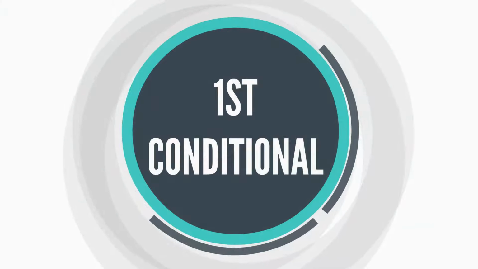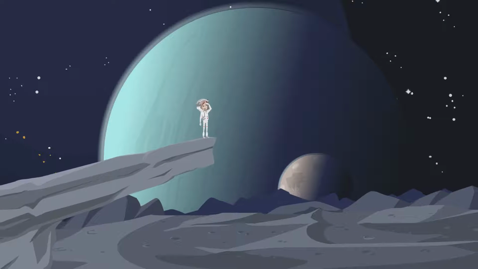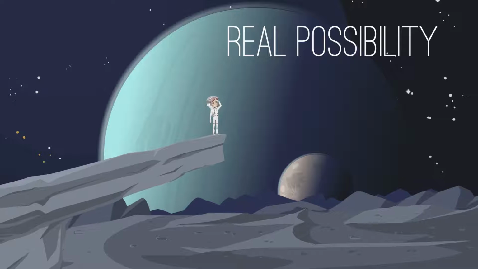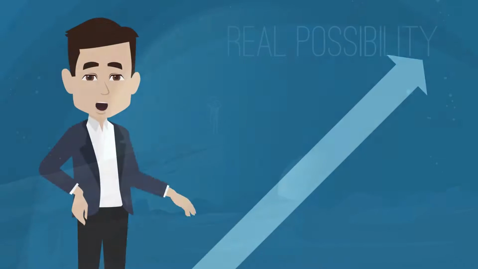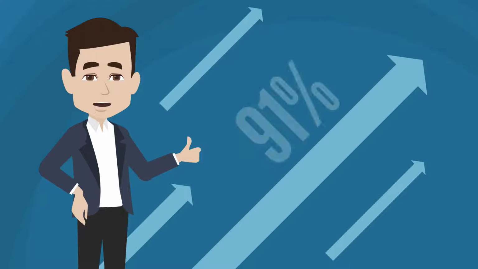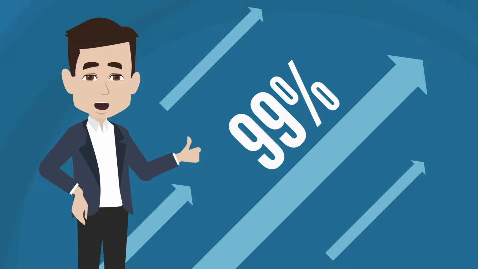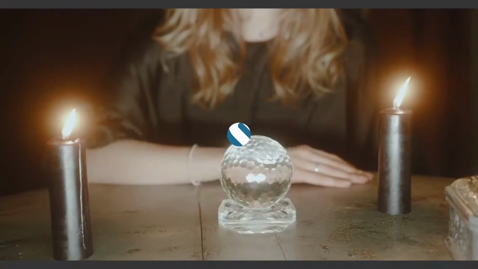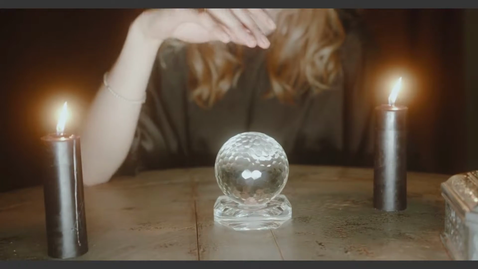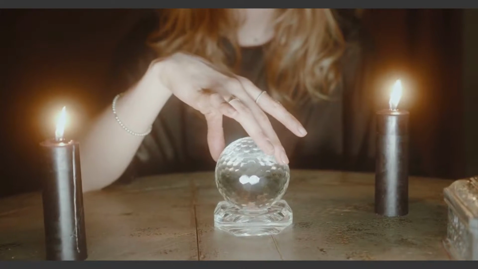First conditional. The first conditional is used to talk about possible things in the future. In other words, it has a 90% to 99% chance of being true. However, as it is in the future, we can't be 100% sure that it will happen.